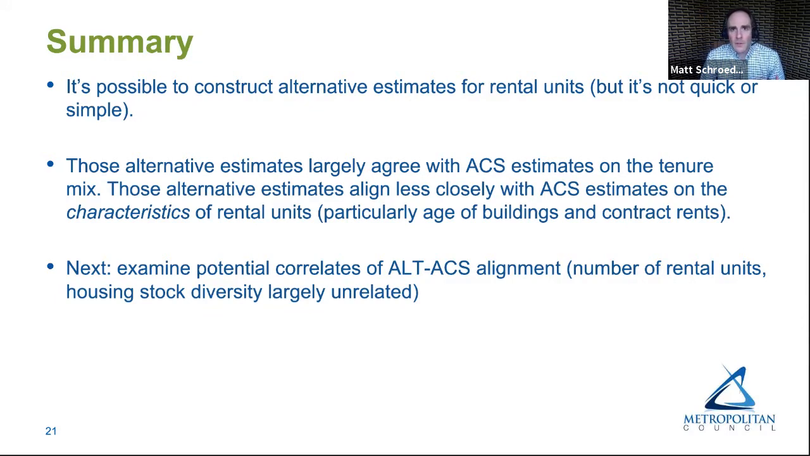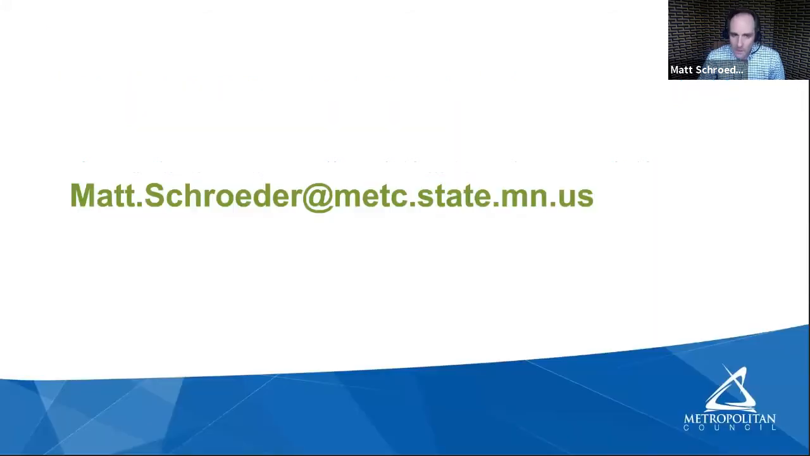But being able to understand what those correlates are could help researchers better understand, if they're looking at any given geographic area, depending on the characteristics of that area, where that alternative set of estimates might be likely to fall. With that, I will wrap up. But yeah, thank you. I'm looking forward to discussion and questions.